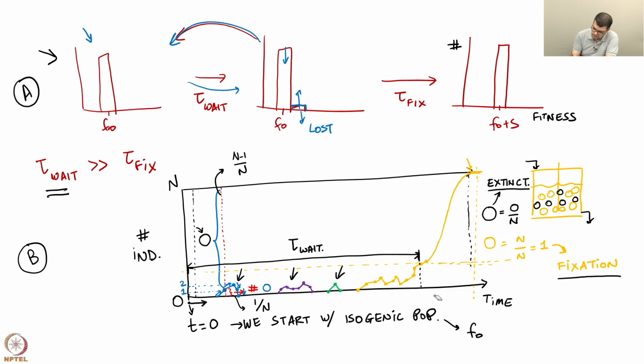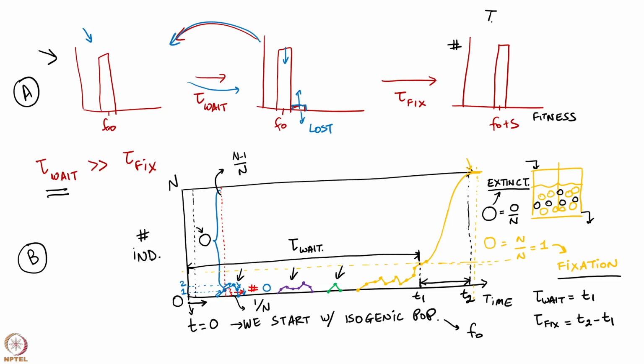So, let's call this time in the experiment T1 and it reached fixation here. So, let's call this time T2. So, in how we have drawn this picture, what we see is that tau weight is equal to T1 and tau fix is equal to T2 minus T1, which is this window of time. And as we can see in how we have drawn this, tau fix is actually much smaller as compared to tau weight.